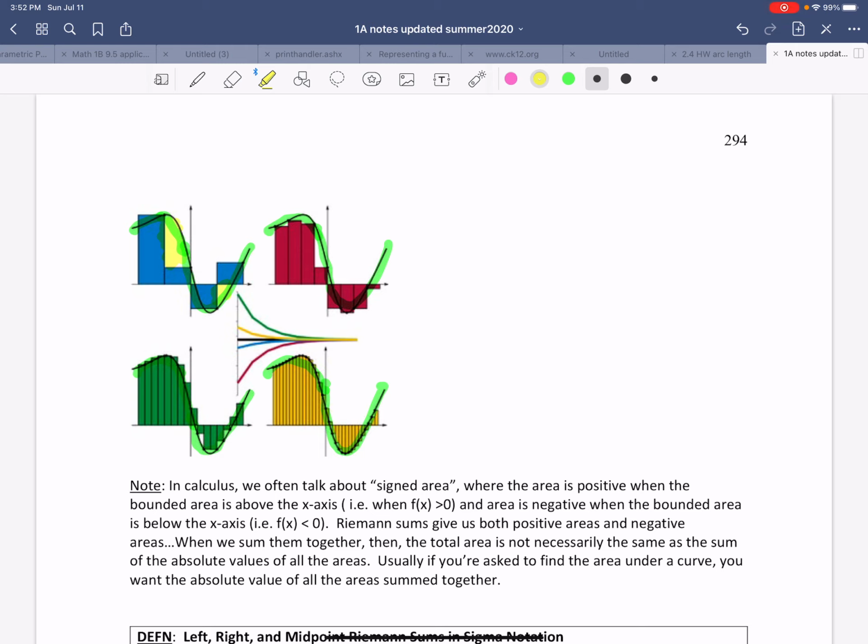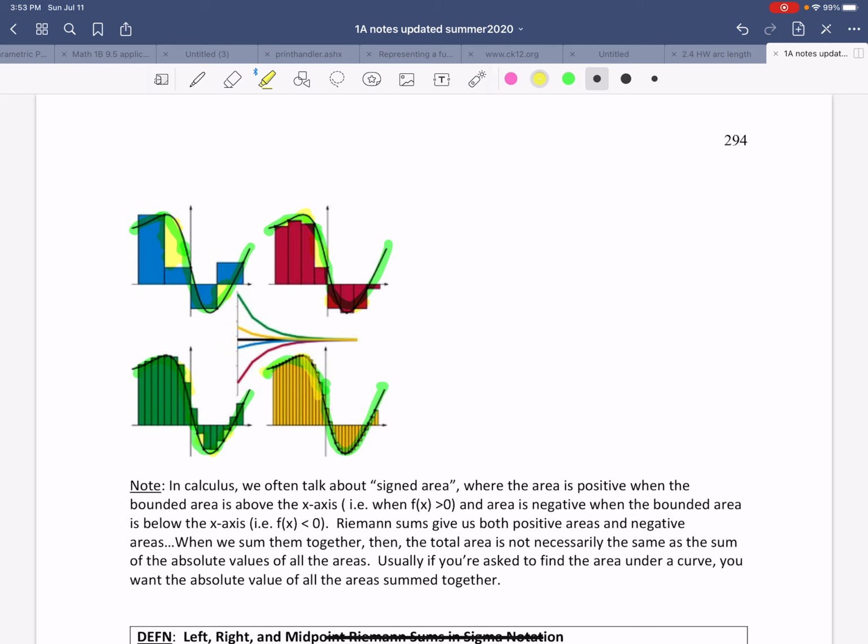In the next picture, I use more rectangles, and I'm only losing a little bit of area here and gaining a little bit here, but this is going to be a better approximation. In the next picture, the green rectangles, I have even more rectangles, and my approximation will be even better because I am just losing a little bit of area here and gaining a little bit here as compared to the first picture.